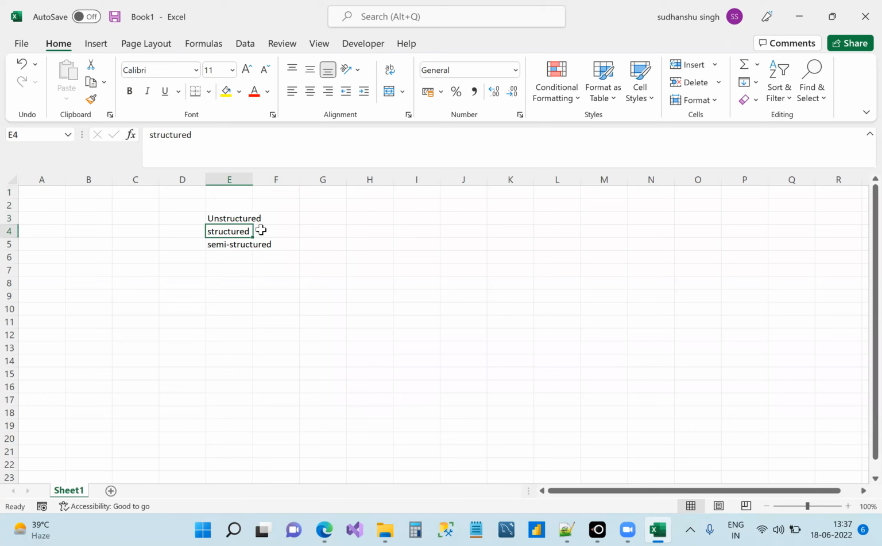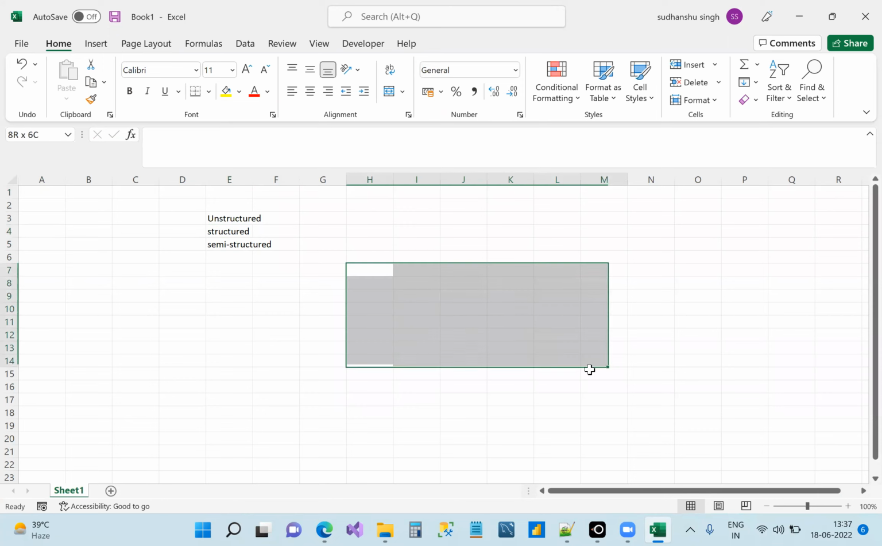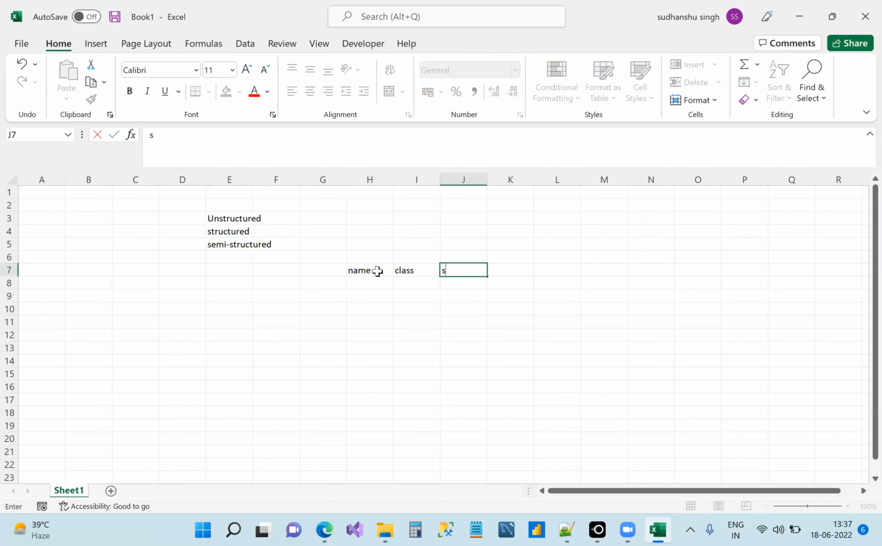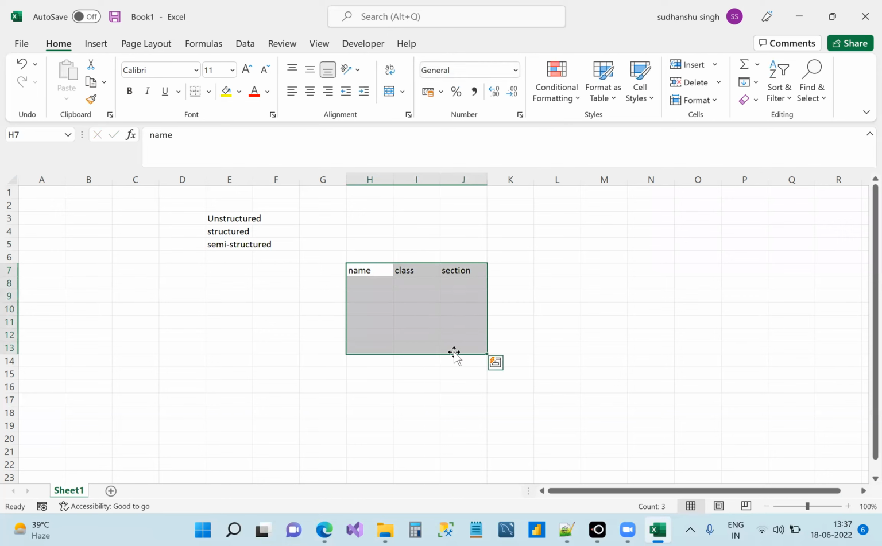Structured is when our data has proper limits, like this in Excel, when we write something, it has proper limits. It is defined in a proper way, what means what. So that is structured data. When we create a table over here, where we say name, class, section, and when we write our data over here, we have defined the limits and everything is defined. This column means this, this column means that, and in the rows, we know what the values are. So this becomes structured.